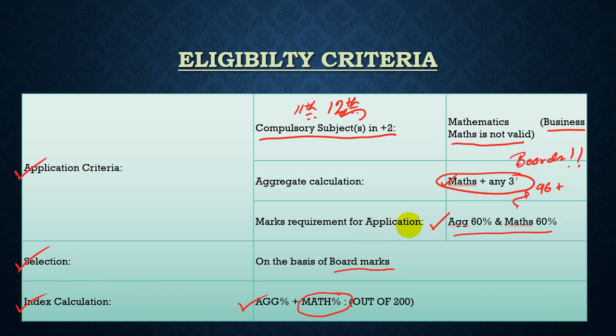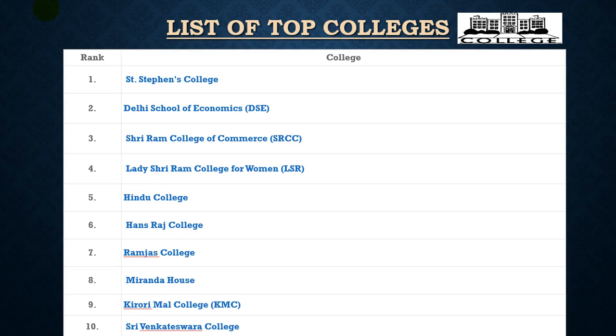So once we have gone through how to apply and whether you're eligible, let's look at some elite colleges of our country in this field. The elite colleges include St. Stephen's College, Delhi School of Economics, Sri Ram College of Commerce, Lady Sri Ram College for Women, Hindu College, Hansraj College, Ramjas College, which is a pretty premier college as well. Then we have Miranda House and Kirori Mal College and Sri Venkateshwara College.